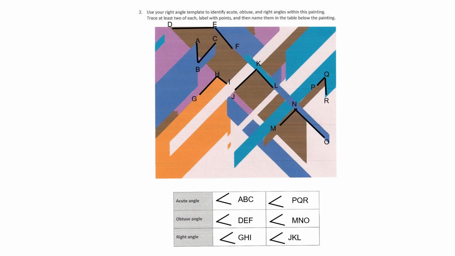For the right angles, I did GHI. And that is exactly 90 degrees. So that is a right angle. And notice I have my symbol here. And finally, JKL. That is a right angle as well. It's exactly 90 degrees.